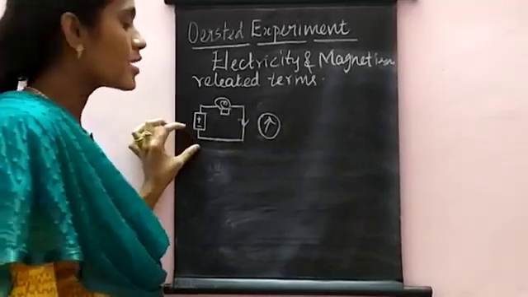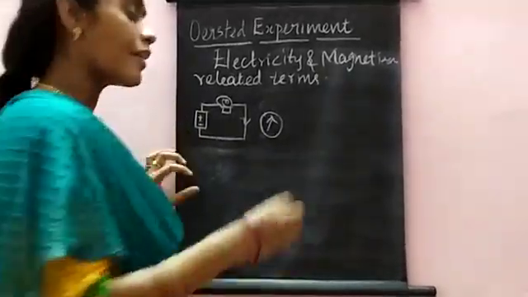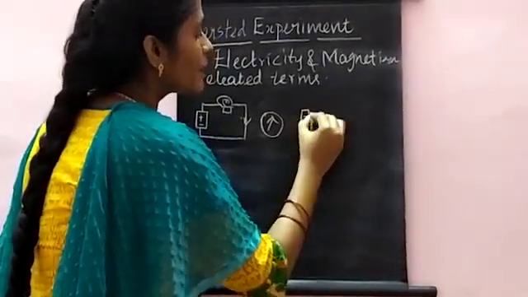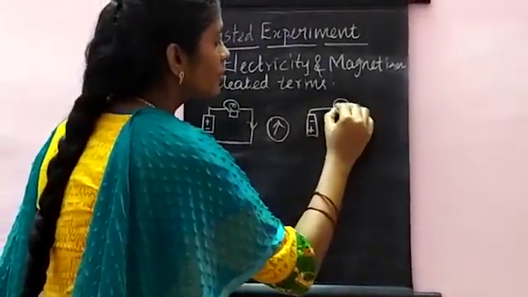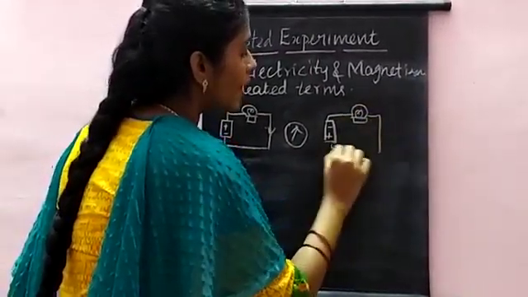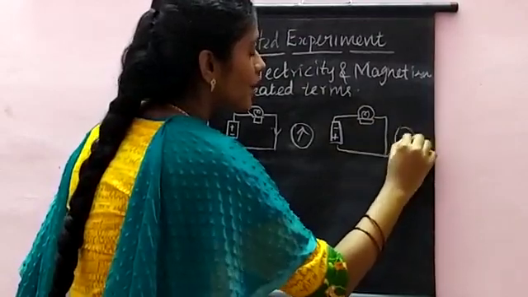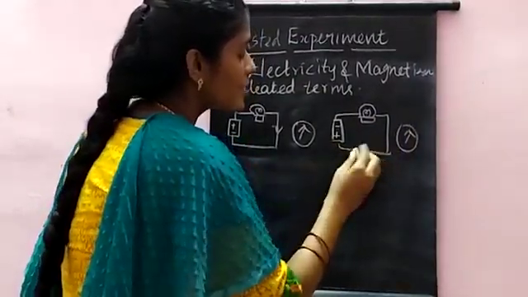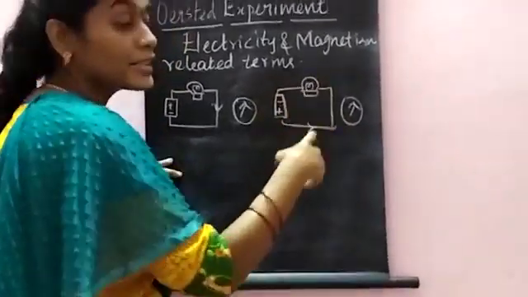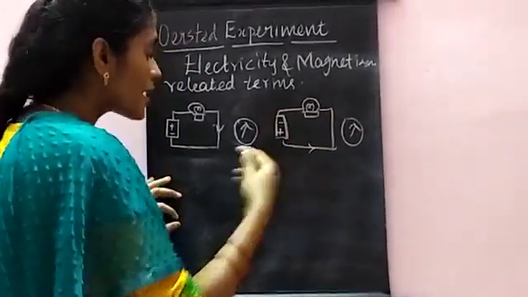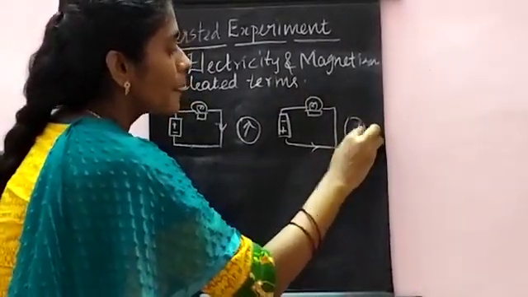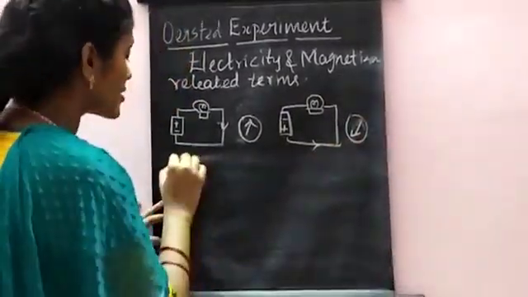In the third case, he reverses the electric current. How to reverse the electric current? Just reverse the battery, which means the current also reverses. It will start flowing from negative to positive. The current is reversed in that circuit. So if we reverse the current, the deflection also reverses.